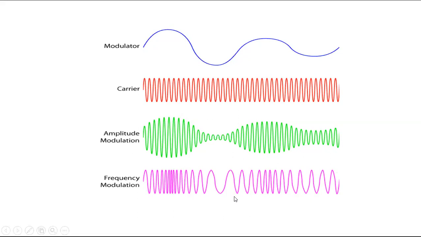One simple question. Are all your cell phones operating with high frequency or low frequency? Tell me, all of you. All your cell phones operate with high frequency, radio frequency. So if I'm sending this simple signal, it cannot be transmitted through air for long distance. In order to transmit this signal through the air for long distance, we are supposed to go for modulation.